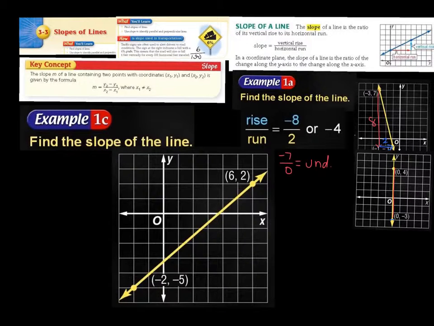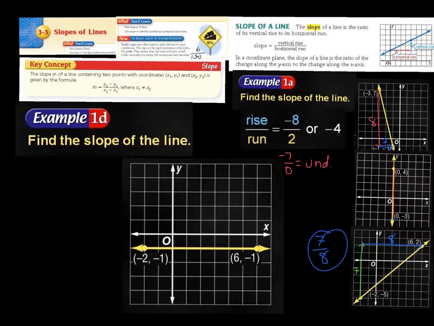This line is going from negative 5 up to positive 2, so that's a rise of 7, and the run from negative 2 to positive 6 is 8. Rise over run is 7 over 8. And this time I've got a rise of 0 and a run of 8. So 0 divided by 8. I can take 0 and divide it into 8 pieces if I want. I have 0 in each piece. So a horizontal line has a slope of 0.